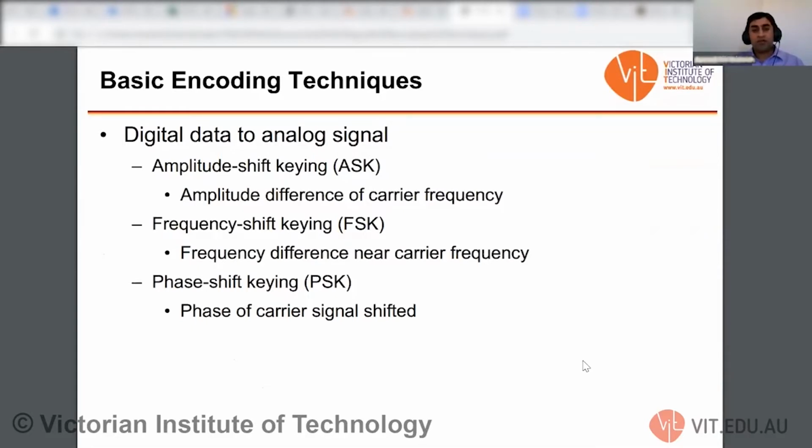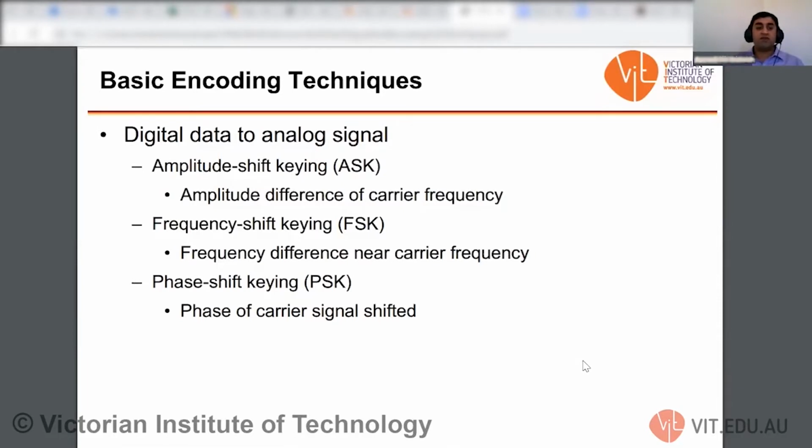Amplitude shift keying depends upon the amplitude difference of the carrier frequency. When we are converting, we need to consider when the amplitude is high and when the amplitude is low, and we'll see an example. In amplitude shift keying, either there is availability of the carrier or there's no availability of the carrier. We'll see how an analog signal is interpreted using amplitude shift keying.